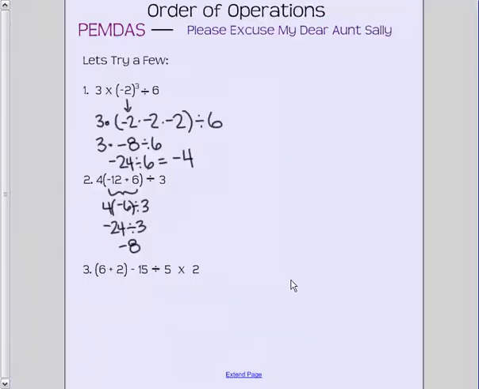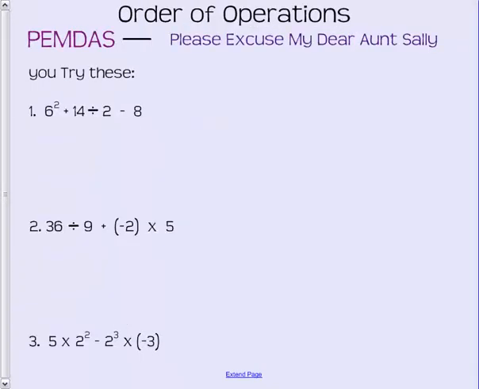Okay, let's look at the last final example. 6 plus 2 is 8, minus 15 divided by 5 times 2. Okay, now, subtraction is not as powerful as division and multiplication. So we divide first and we get negative 3, bring everything else down. We multiply second, negative 6, bring down the 8, so the answer is 2. Okay, pause the video and try these. I'm going to go through the answers right now.